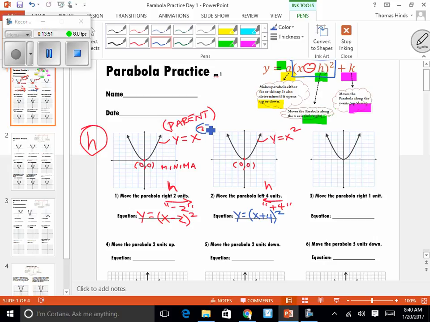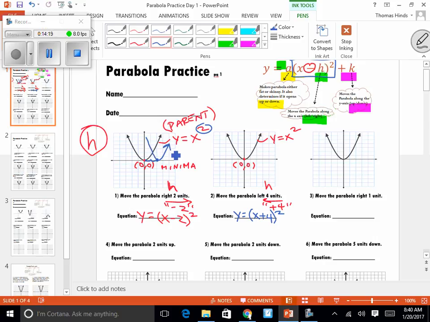Alright, hey Thomas, how do I actually draw this picture? I just actually do what the instructions say. Move the parabola 2 units to the right. When they say move it 2 units to the right, they're saying take the minimum point, which eventually is going to be called the vertex. Just know when they start calling it the vertex, it's going to be the nickname for that one. But move the minima 2 to the right, and then sketch another parabola.